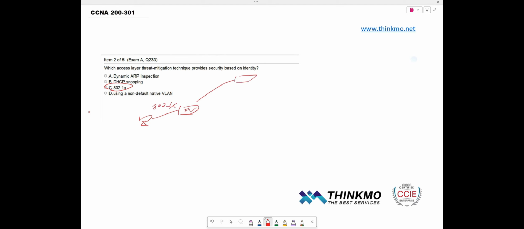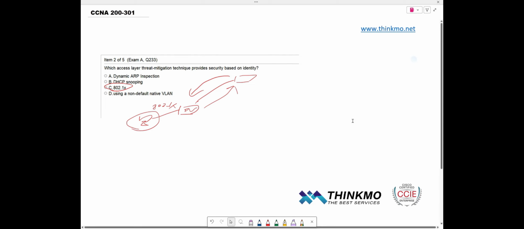And on top of that, it uses Radius. Through the Radius protocol, it accesses the Radius server, which then returns authorization, and only then can the host connect. So for this question, the correct answer is C.